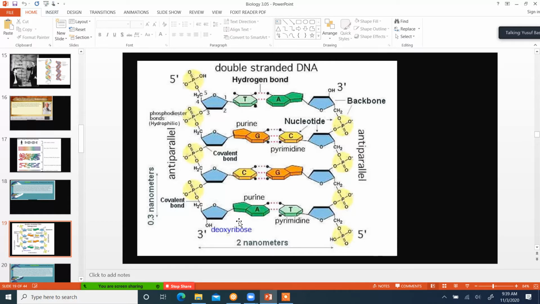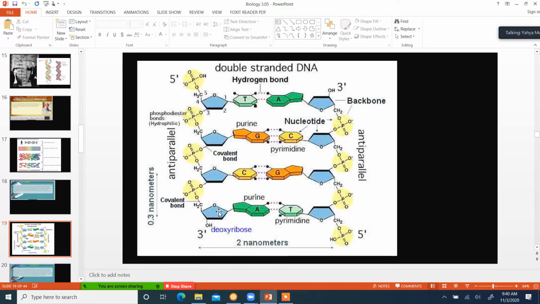So the pentagons on either side of the nitrogenous bases, those are deoxyribose. Sorry, what is this supposed to be? You see these blue pentagons? This is deoxyribose. It's a kind of sugar. Deoxyribose, ribose, right?